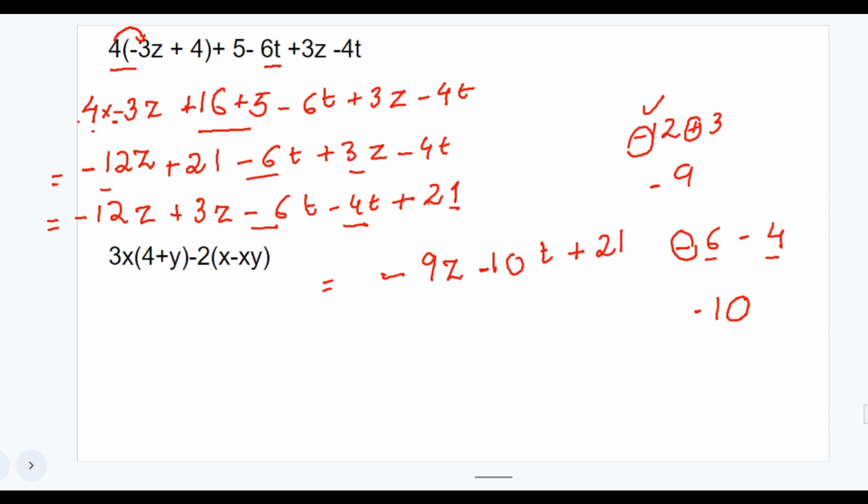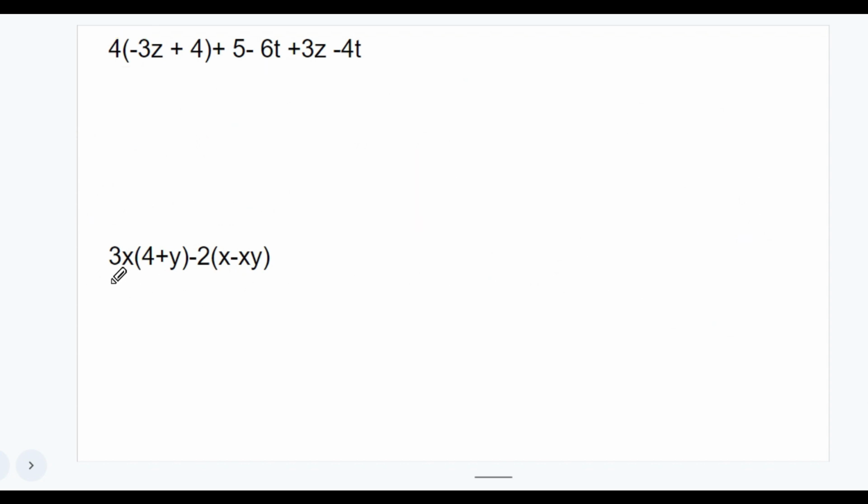Okay, so now let's do one more question. Here we have 3x need to be multiplied inside. So when you have like this 3x times 4 plus something like y, you need to multiply your numbers with each other first. That is 3 times 4 is 12, so x will remain as it is. So 3 times 4 is 12, right? x is going to remain same.